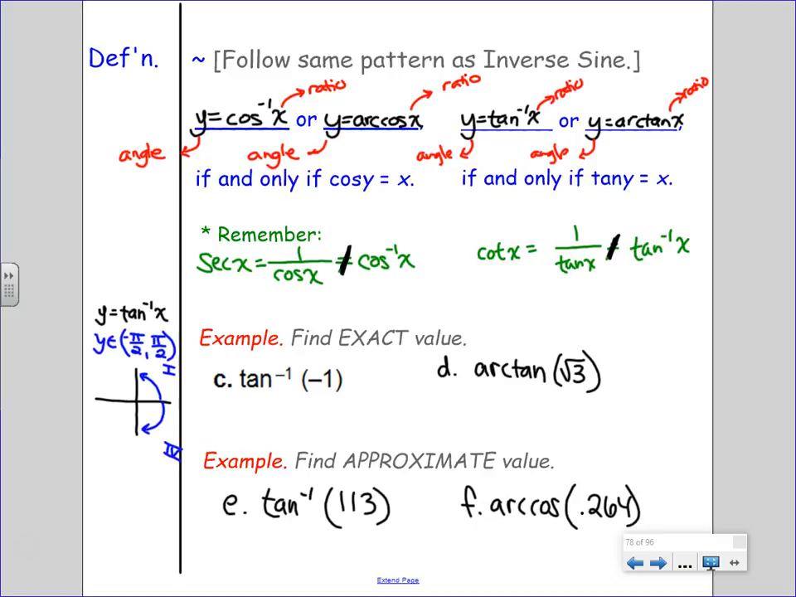Question, to get to quadrant 4, are we allowed to go the long way? What do we have to do to get to quadrant 4? Go negative. Okay? We're not allowed to go the long way. We have to go negative, the short way. All right. Help me out. Tangent inverse of negative 1.